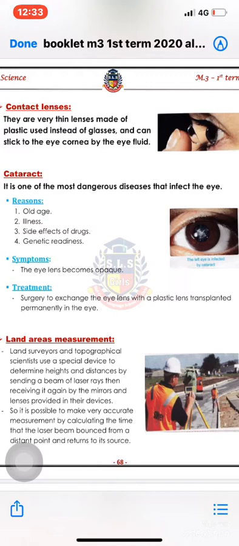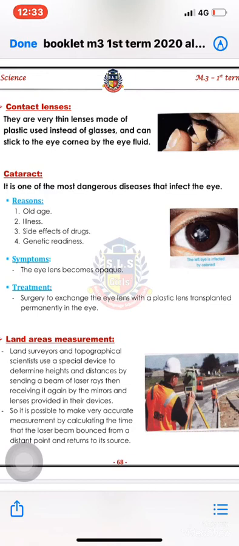How could I treat this disease, cataract? I have to have surgery to exchange the eye lens with a plastic lens transplanted permanently in the eye. That means they remove the real eye lens and put a plastic lens instead.